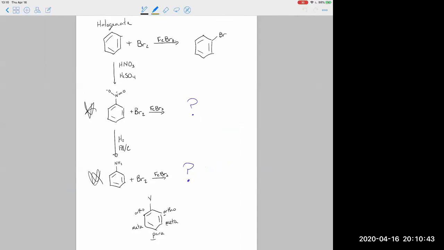So our nitro group here is deactivating, so that will be a meta director. Whereas our amine group is activating and an ortho-para director. So here we would have a mixture of products. One being our ortho, and the other one being the para-directed product. All right, so you get a mixture of both of those.